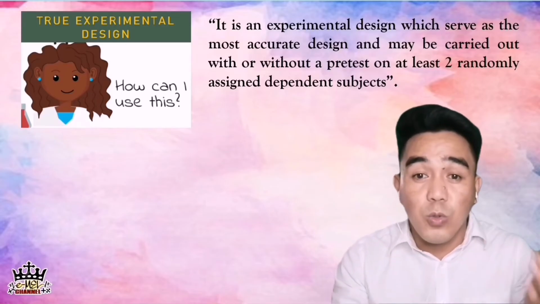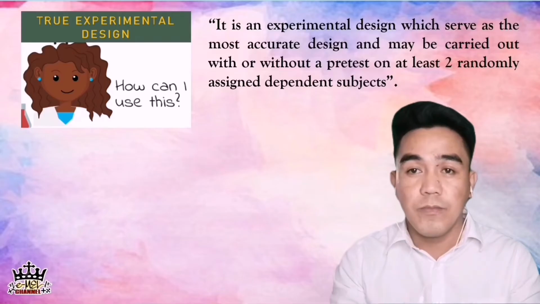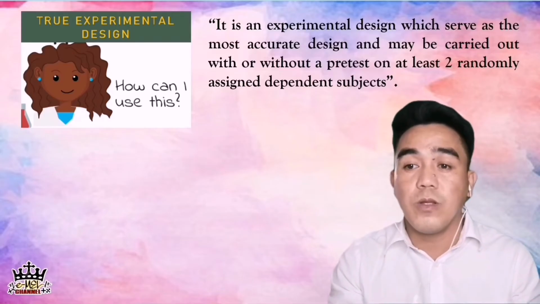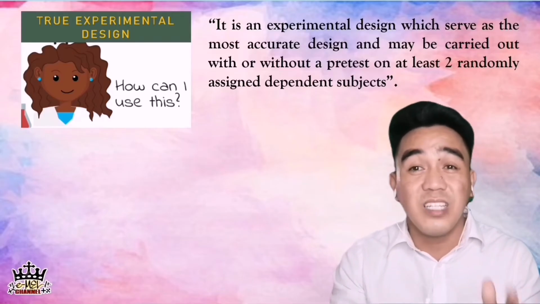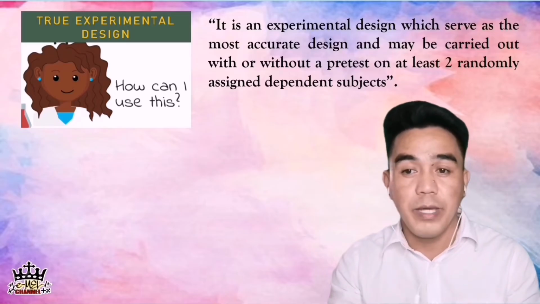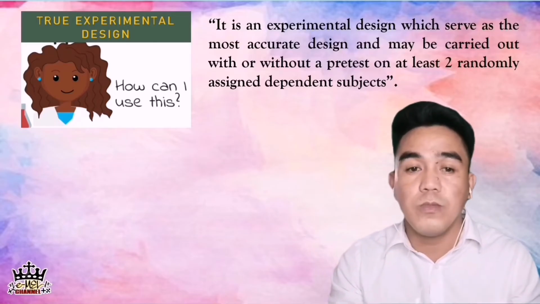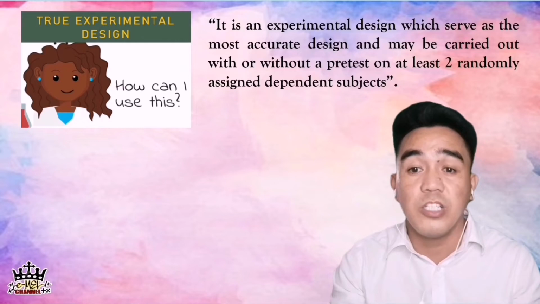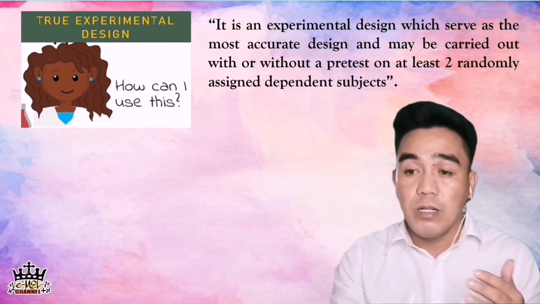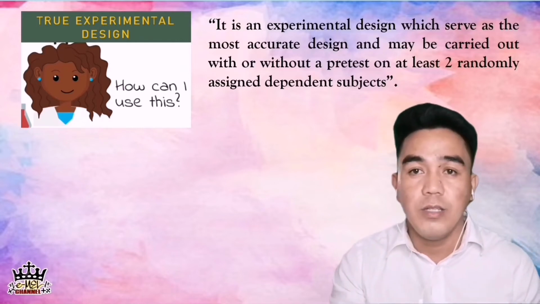Here, we can group our students into two. The experimental group, which will receive this teaching strategy or treatment, and the control group whose learning depends on the traditional way, meaning the regular learning process.